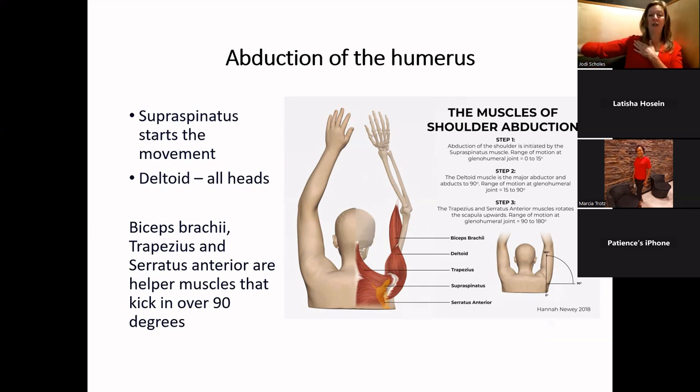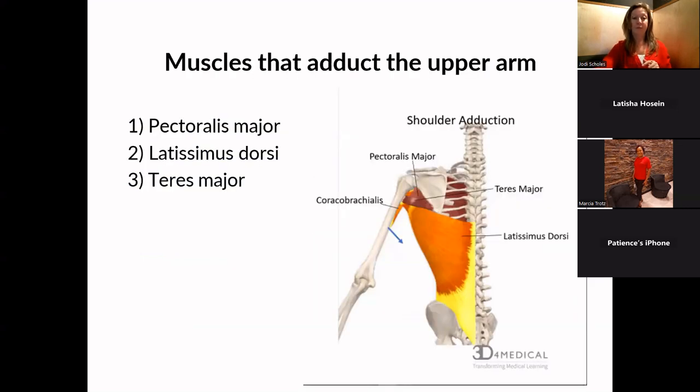And then after 90 degrees, so we start from anatomical position and abduct. Here I am at 90 degrees. Now the biceps kick in, the trap kicks in, serratus anterior stabilizes, and that is abduction of the glenohumeral joint. Abduction of the humerus. There we go. Now, the opposite movement. What adducts the arm? As you may have guessed, the lat, the pec major, and the teres major.